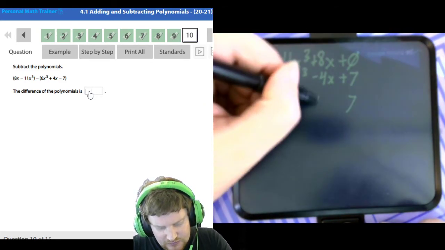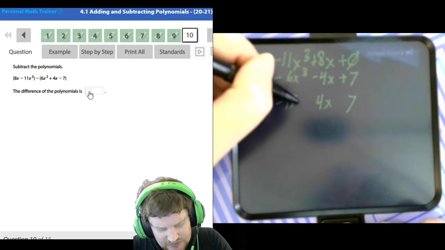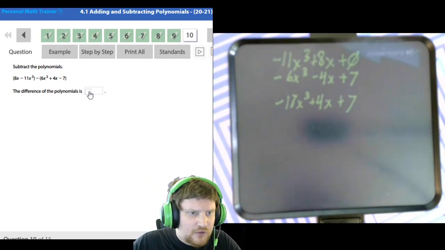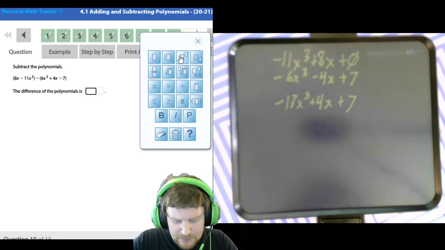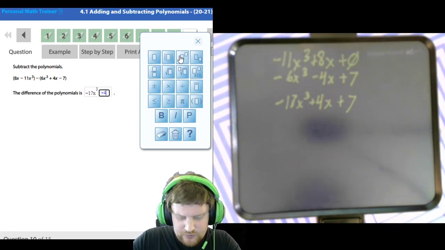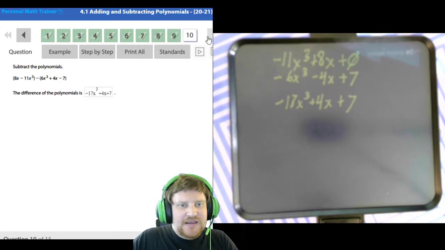So 7, 4x, negative 17x cubed. Negative 17x cubed plus 4x plus 7. Yowza.